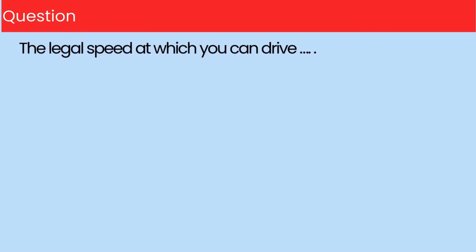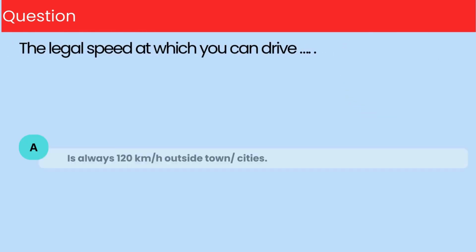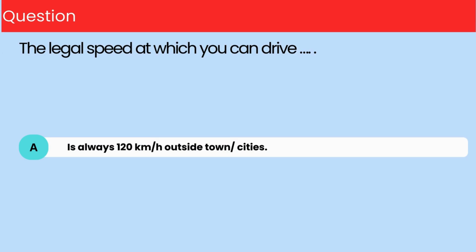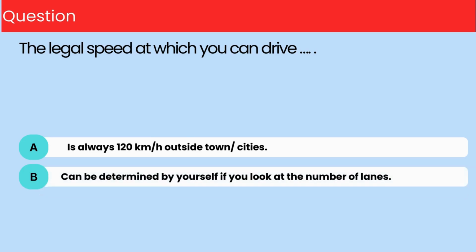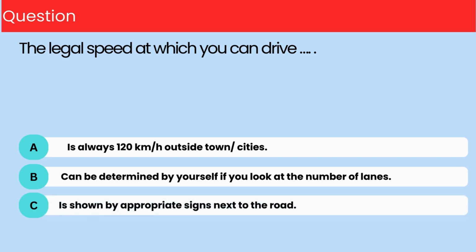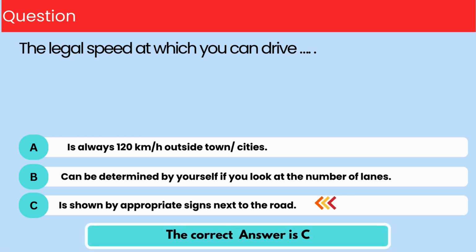Question: the legal speed at which you can drive. A. Is always 120 km per hour outside town or cities. B. Can be determined by yourself if you look at the number of lanes. C. Is shown by appropriate signs next to the road. The correct answer is C.